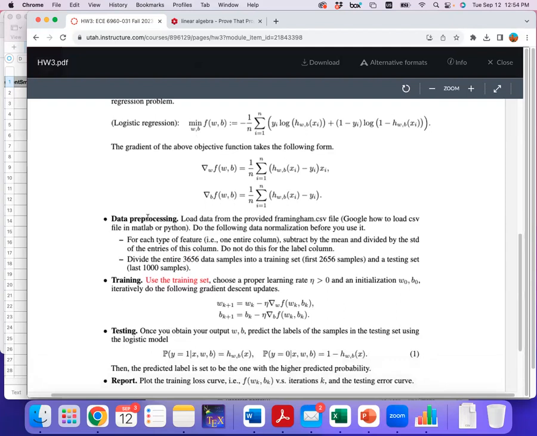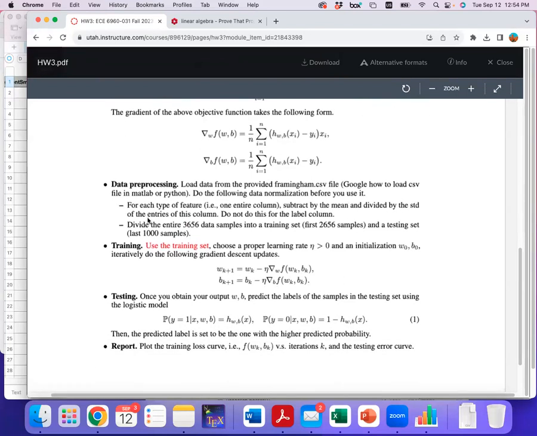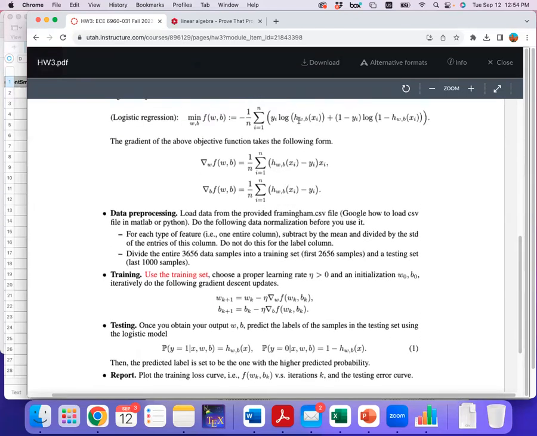And there are some data pre-processing steps that you can follow to normalize the features. Okay, I think you can just check it by yourself. And you will divide the entire data set. Like here, I guess there are 3,000 data samples. Maybe you can split them into a training set and a testing set, right? For example, you can reserve the last 1,000 samples for testing, and then the first 2,000 samples for training. Okay. For the training set, you will train this model on the training set.